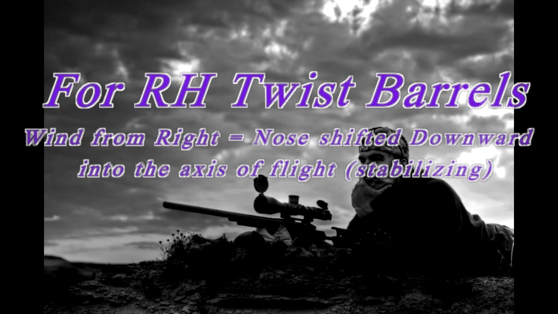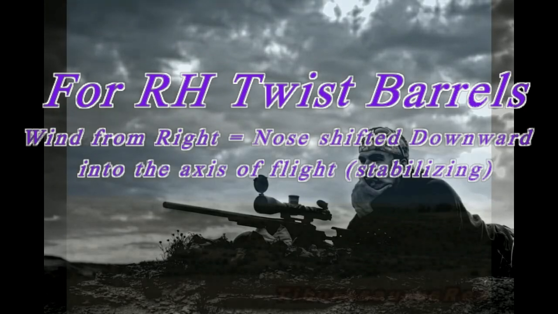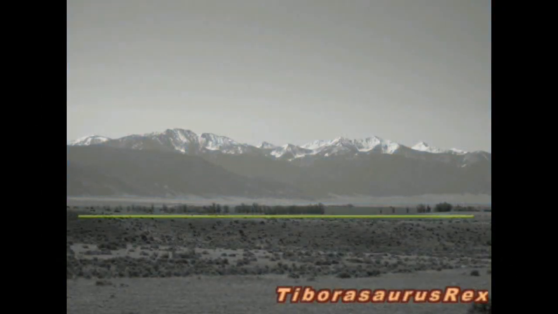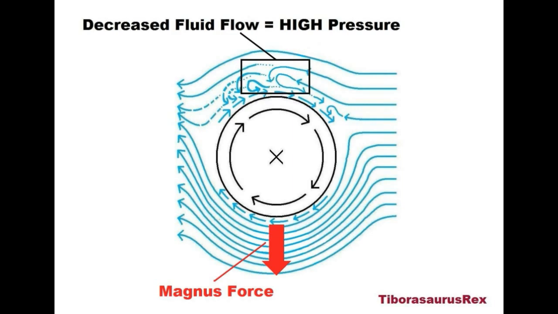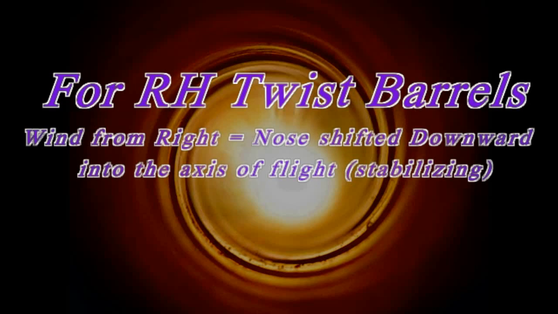If you have a wind coming from the right, the nose of the bullet is going to be shifted downward, perpendicular to the right-hand direction, into the axis of flight. So you've got to remember that the bullet is flying up, following the trajectory arc, and the axis of flight, if that nose wants to stay pointed in that direction, is going to have to constantly be bumped downward in order for that nose to follow that axis of flight. So actually, wind from the right is going to help stabilize the bullet along its flight path because it's bumping the nose of the bullet in line with the direction of motion.